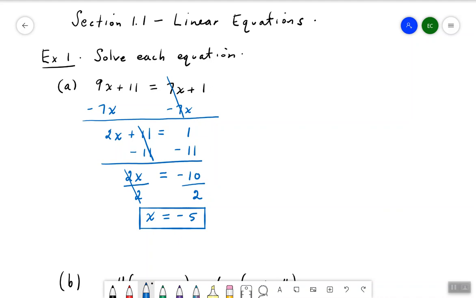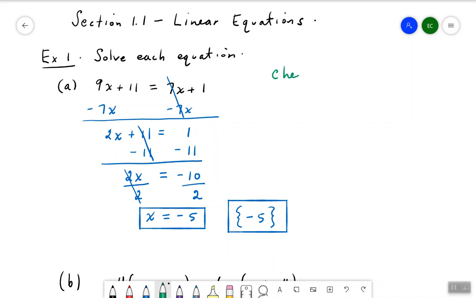Notice we've tried to be pretty neat here. We've got our equal signs lined up as we work down the page. So our final answer is x equals negative 5. There's another way to write that, which is with set notation, which is this curly brace. You can put the negative 5 inside the braces, and that's a great way to write your answer as well.